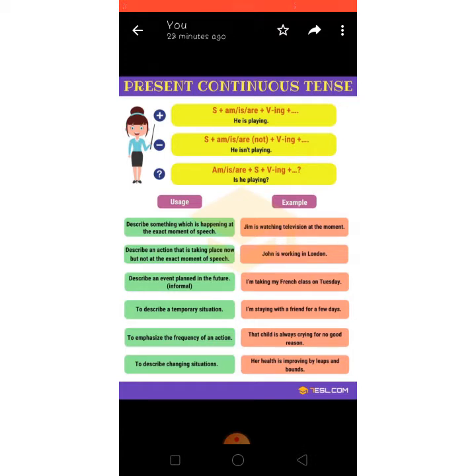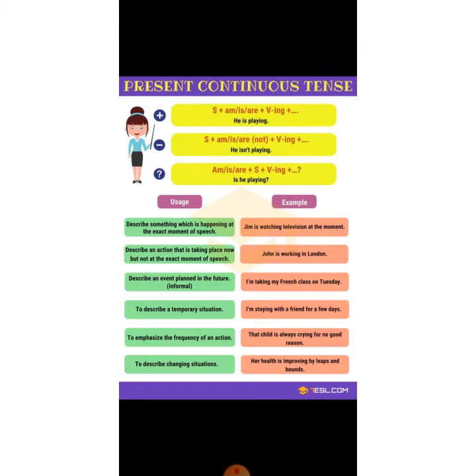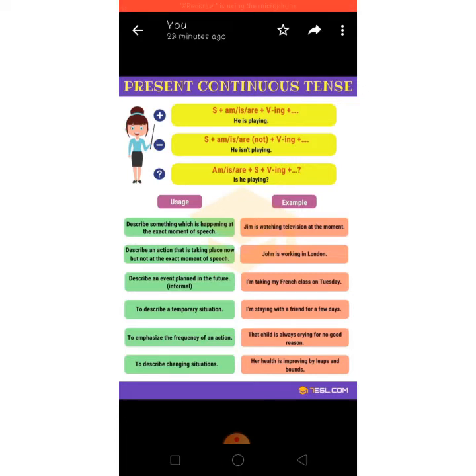Okay, benda yang berlaku sekarang tapi bukan waktu kita bercakap, tapi dia tengah berlaku sekarang. For example, okay, John is working in London. So, buat masa sekarang dia bekerja di London. Mungkin, maybe, at the time that they are talking, John is not working. But, currently, pada moment tu, at the moment of speech, dia tengah bekerja di London.